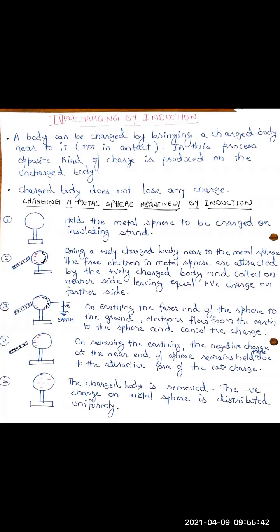So what happens in this sphere? At the near end, the negatively charged electrons get attracted because of the positively charged rod, and at the far end, the positively charged particles get collected at the farther side because of the repulsion with the positively charged rod, right? Now what you're going to do? You are simply going to earth the far end of the sphere. This is the near side and this is the far side, near to this rod, isn't it, beta? So the farther side you are going to just connect to the earth.